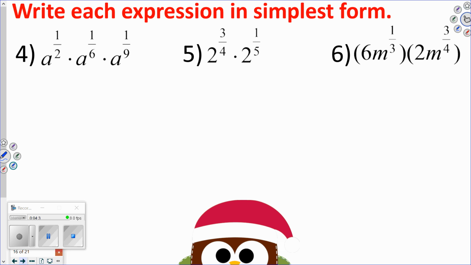All right, number 4. What's my common base? A. Now this is where, if you're not great with fractions, you're going to want to grab a calculator. Because if you're adding, you'd have to have a common denominator if you're going to do them in your head. So it's going to be easier to just grab your calculator. Let's type them in. What is 1/2 plus 1/6 plus 1/9? 7/9? You guys got that?